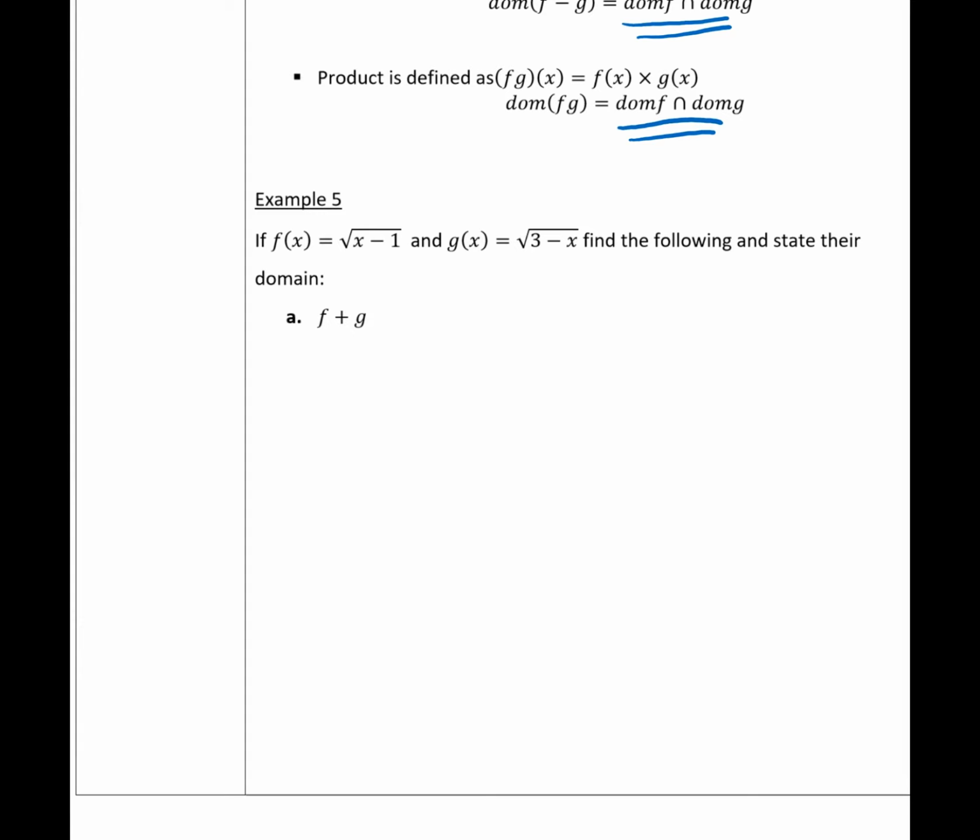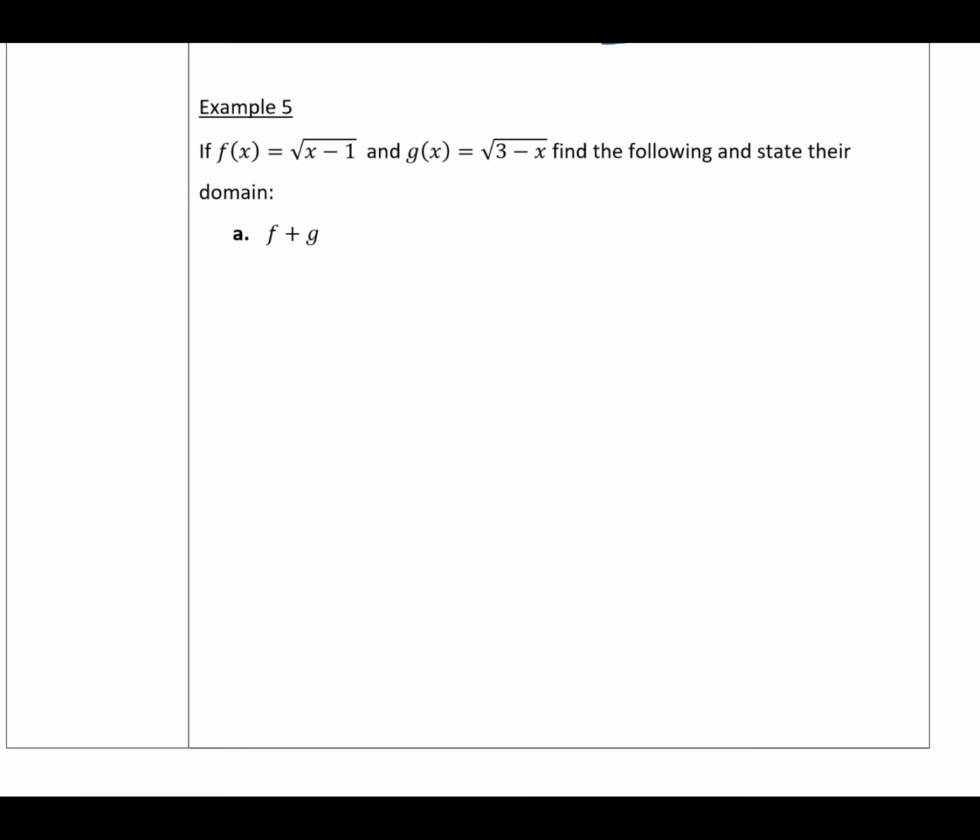Suppose we were asked, now I'll just fix the screen for a moment, to find f of x and g of x, find the following and state their domain. So we've got to find f plus g. So there's two parts to this question. We need to find f plus g, and we need to state the domain. I know that f of x is this graph and g of x is that graph. So finding f plus g is really simple.